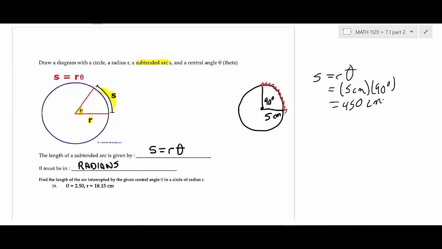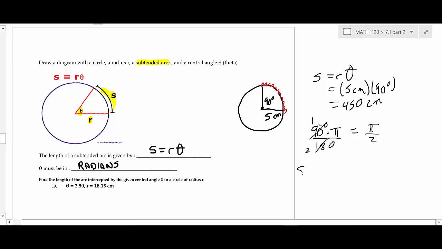Everybody got that? It's real easy to find the arc length, but just make sure that you change your angle. Remember we learned how to change to radians last time. What do you multiply by to change to radians? Pi over 180, right? And you can reduce the fraction, so 90 times pi over 180 is pi over 2. So the correct way to do this problem would be S is equal to the radius, which is 5 centimeters, times pi over 2.